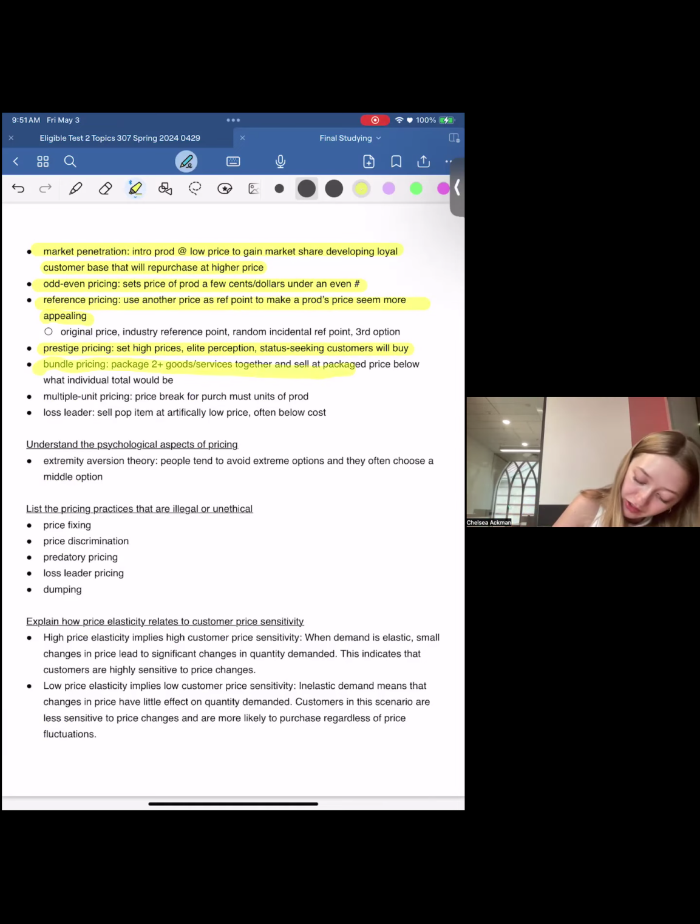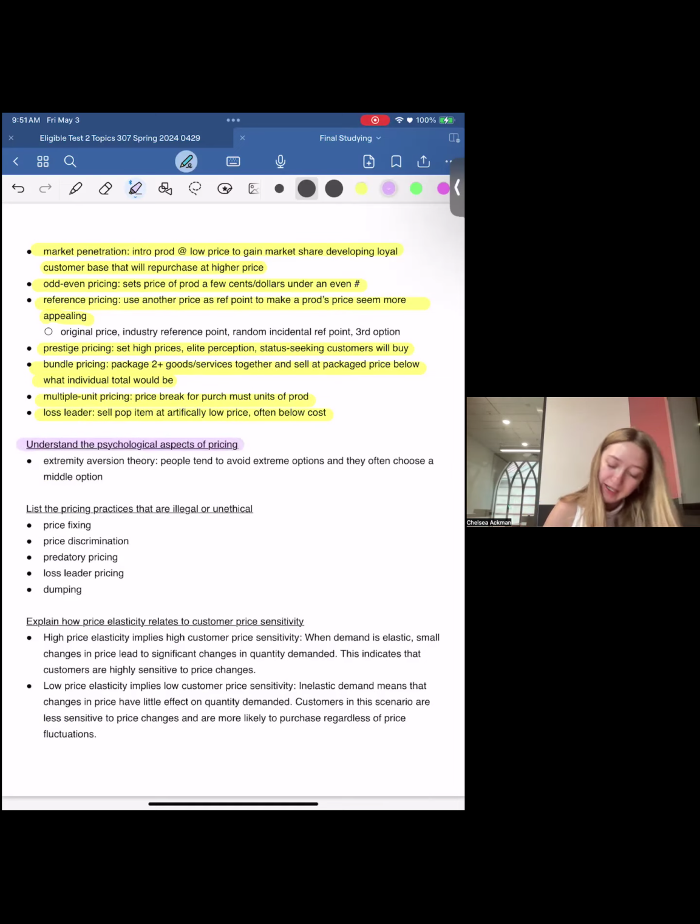Bundle pricing, you package 2 or more goods and services together and sell at the packaged price below what the individual total would be. Multiple unit pricing, you create a price break for a purchase of multiple units of a product. Loss leader, you sell a popular item at an artificially low price, often below cost.